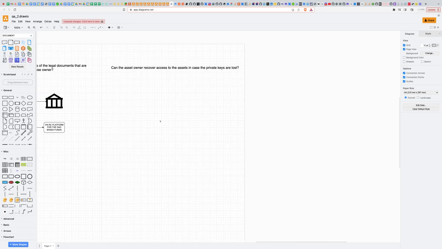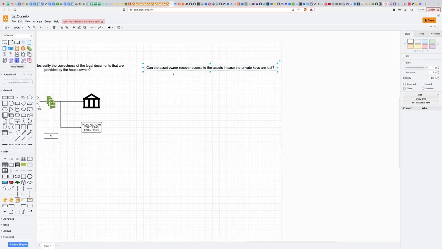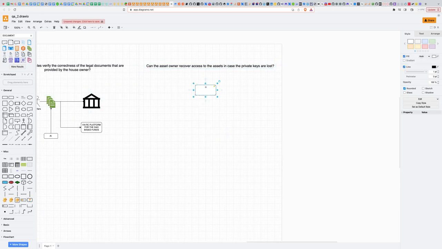And the last question for today, can the asset owner recover access to the assets in case the private keys are lost? This is a much more, I think, detailed topic. I will skip it for today because we can go into depth how the platform works, how the NFTs are issued, and what happens in case, for example, Read Circles itself disappears, right? So one of the things that blockchain kind of promises is that ownership of the entire thing has to be with the owner of that document.